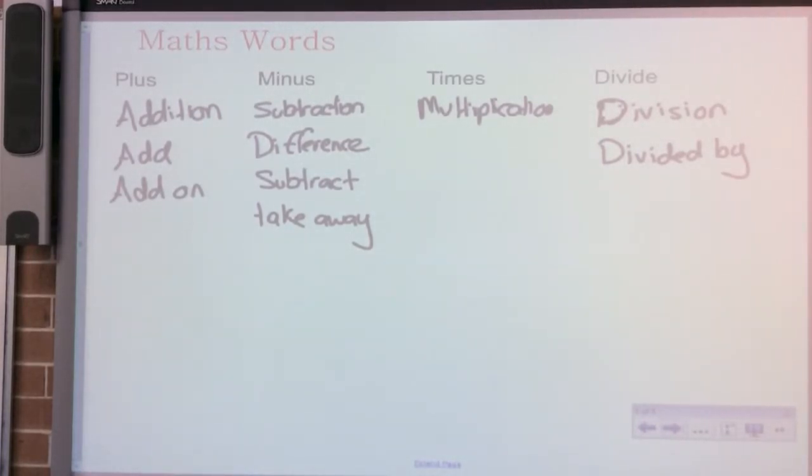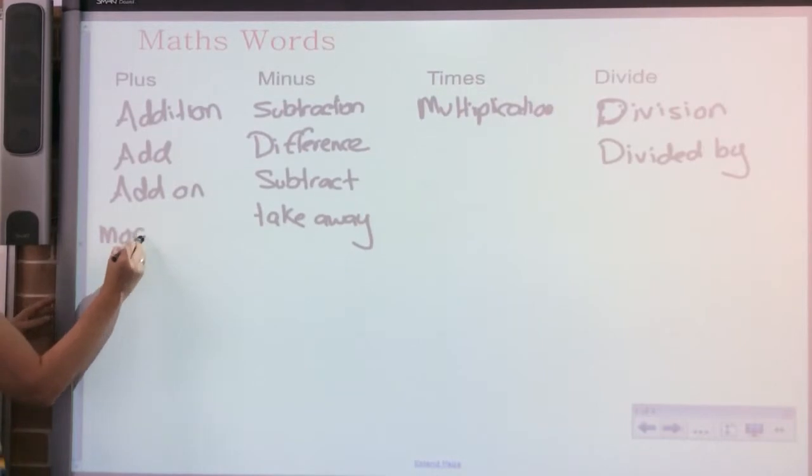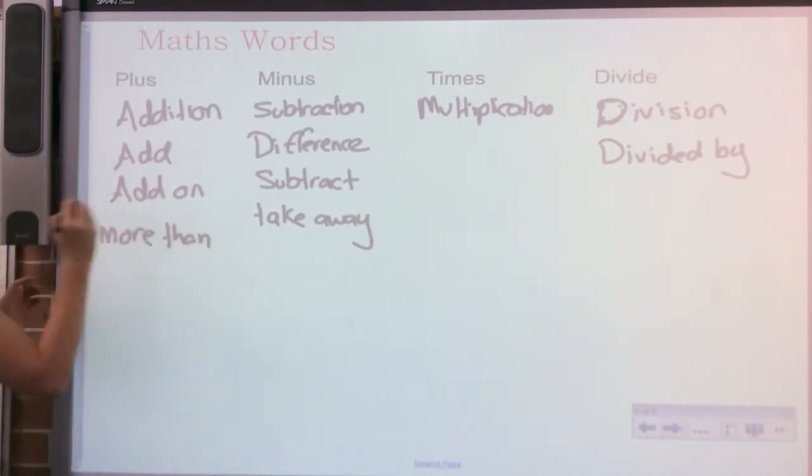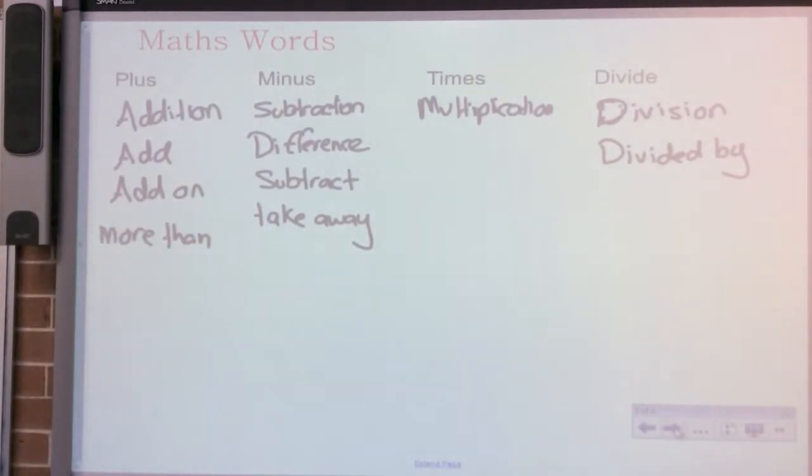What about for plus, we could say more than. So if I had, say for example, 7 more than 5, that would tell me I have to add them. So I can write more than in the plus. Yep. Less than. Which one's that the same as? Minus.